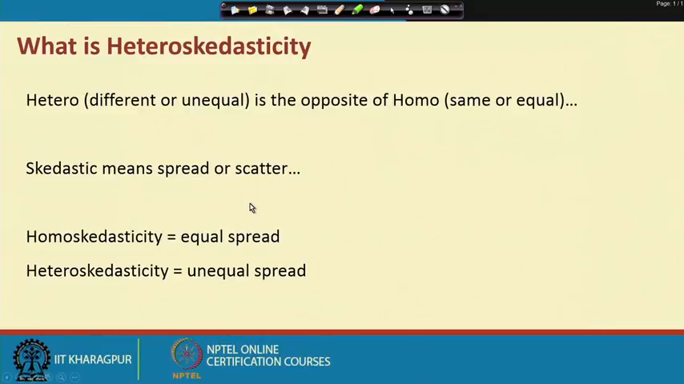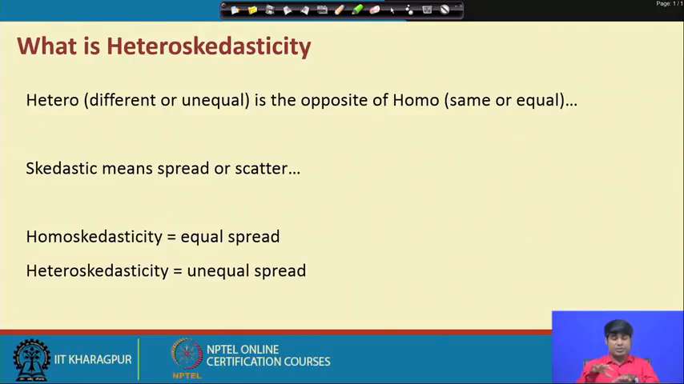We have models, and corresponding to models we have the error terms. So, the game is like this. First of all, what is exactly heteroskedasticity? Hetero means different or unequal, and its counterpart is called homo, which is nothing but same or equal. So, that means different or same, unequal and equal. That is with respect to the error terms.